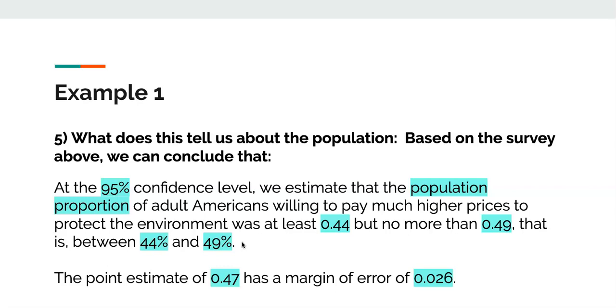But in an easier way, we can convert this into percent. That is between 44% and 49%. And we are 95% confident that the true population proportion will be captured in that interval.